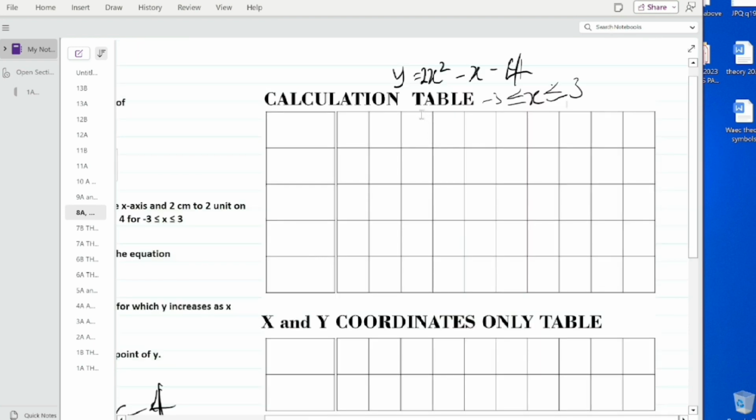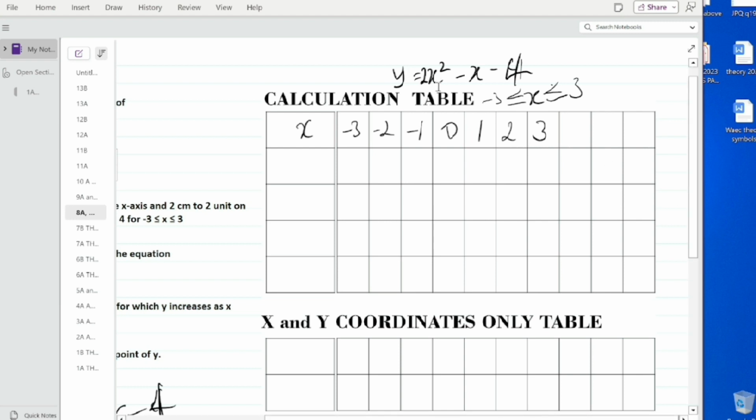For those who are not used to the table method, you can actually learn it today. Our equation is y equals 2x squared minus x minus 4. And the range for x is minus 3 included to 3. So we can first write our x here. We write our range as minus 3, minus 2, minus 1, 0, 1, 2, 3.